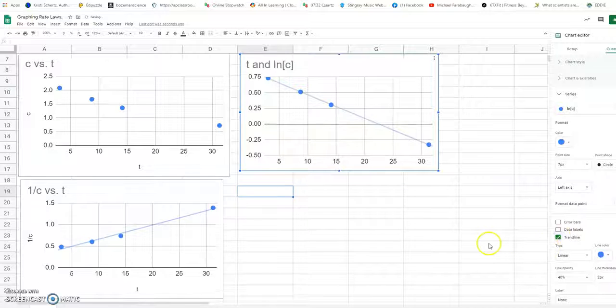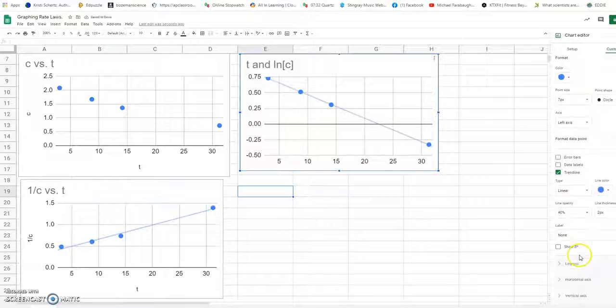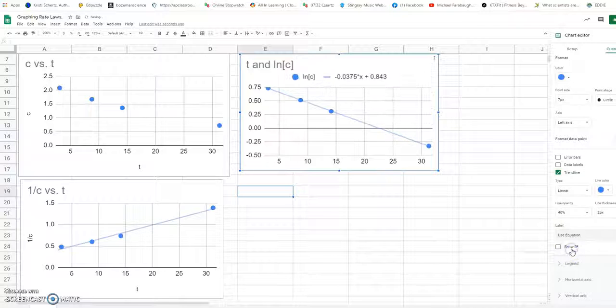There's my trend line. And if you scroll down a little bit more, you go to label. That will get me my equation and r squared. If you look at my r squared value, that is a 1.